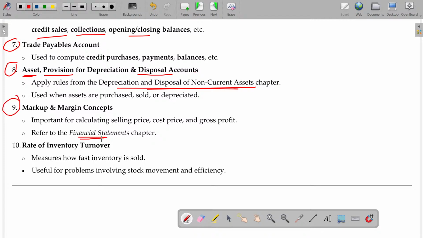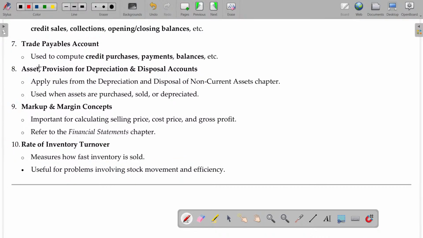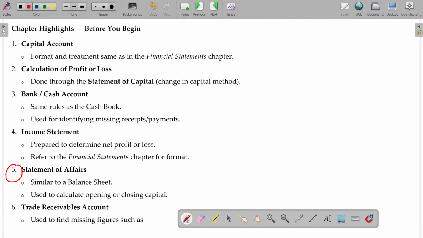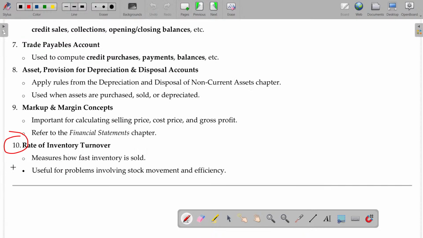Also, we have already discussed that in the financial statement chapter, and the rate of inventory turnover, that we are going to study. This is also about measures of how fast inventory is sold, and is useful for problems involving stock movement and efficiency. If there is any stock movement involved, you have to find out the opening stock and closing stock you have. For that, the inventory turnover ratio may be used. So predominantly in this particular chapter, I am going to concentrate on the 10th and 5th. For the rest of the things you need to have the knowledge. That's why I listed them here. You can go and finish those chapters beforehand and come to this chapter, so it will be user friendly.